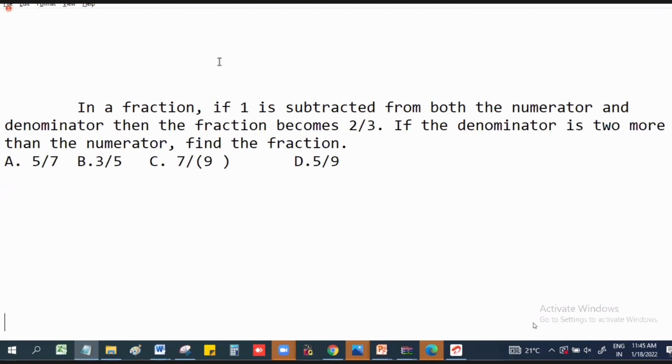a fraction based question. Tell me, do you think you will write a fraction like x by y? No. If you do it like this, you are wasting your time. How to solve these kinds of questions? By using option verification only. Please verify the options and tell me.